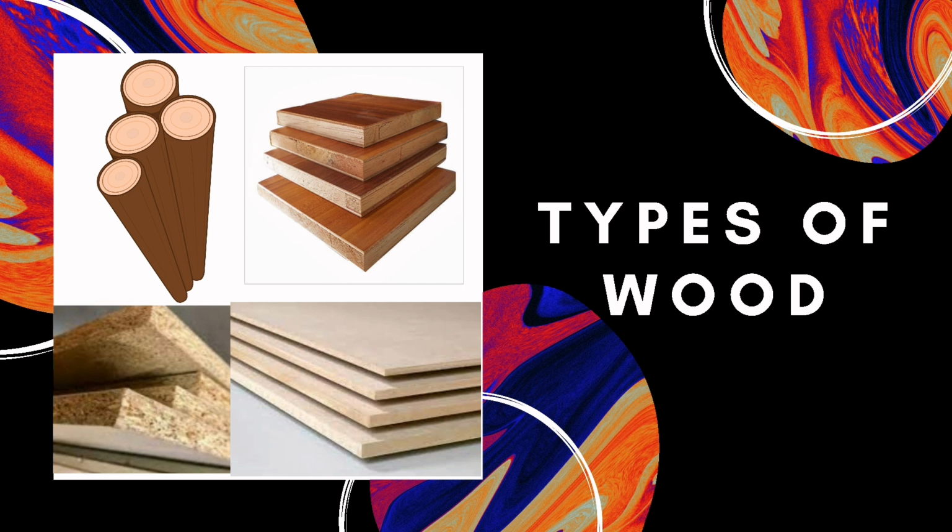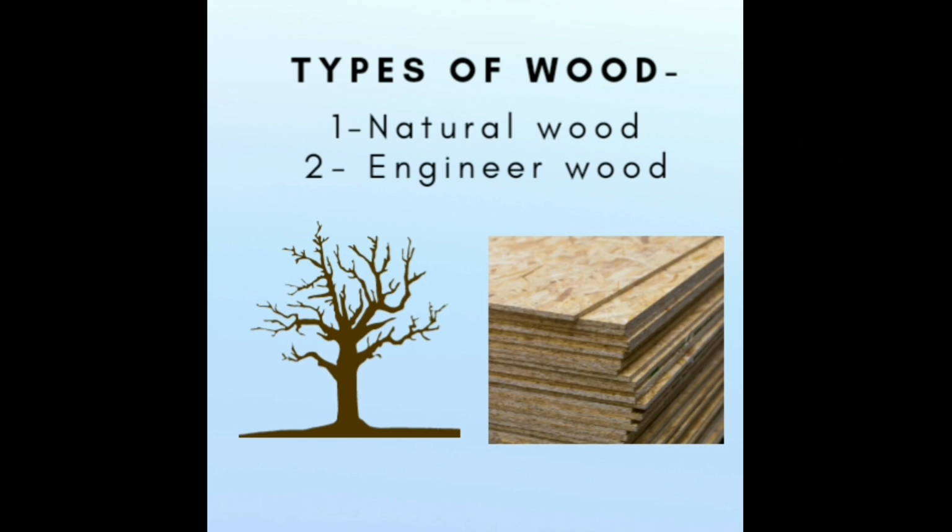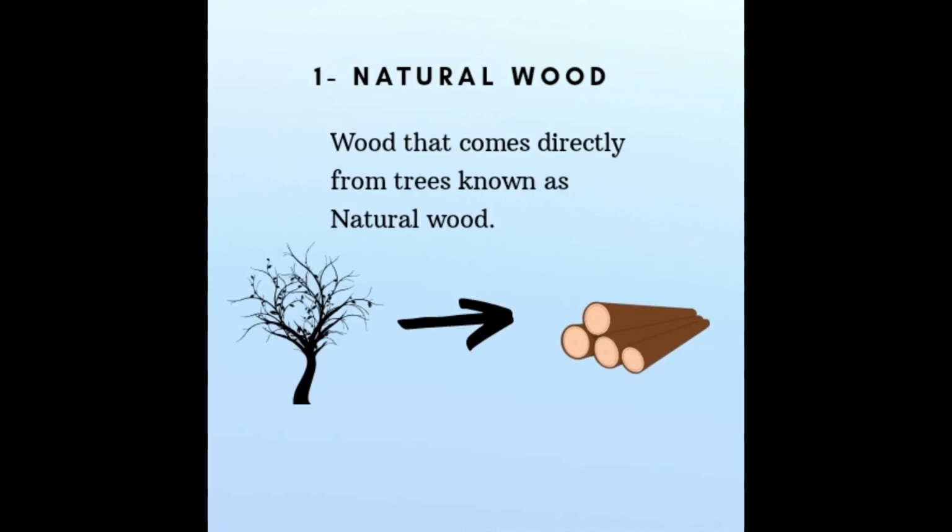Today we are going to learn about wood and its types. So let's start without any delay. Types of wood: 1. Natural or solid wood. 2. Engineered wood.